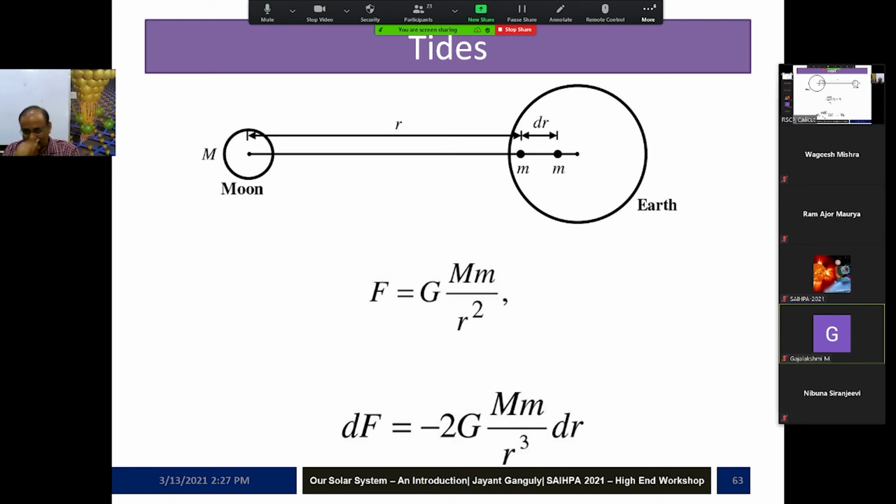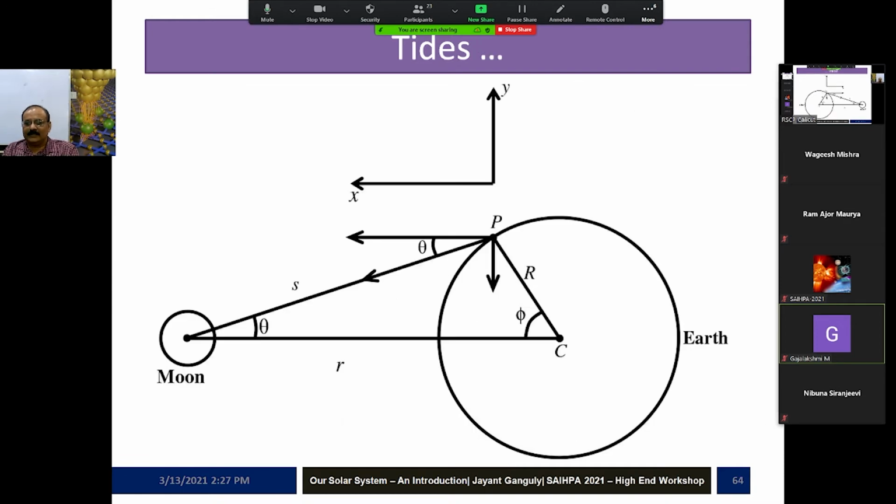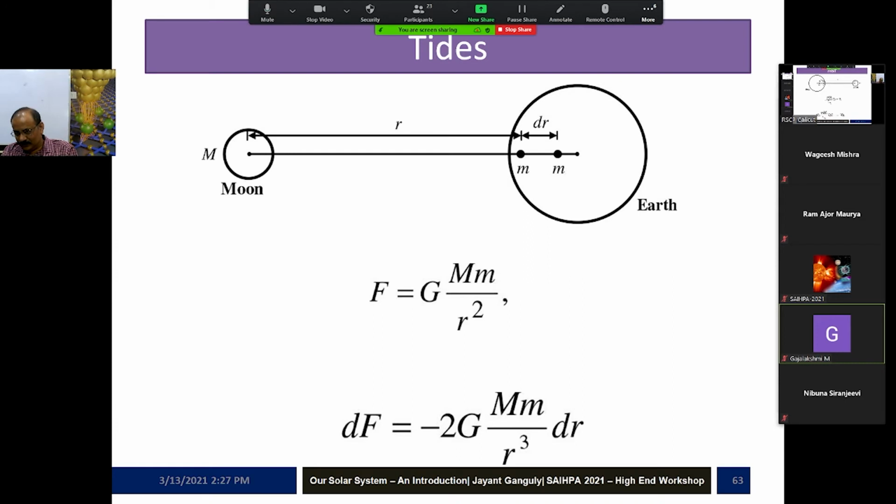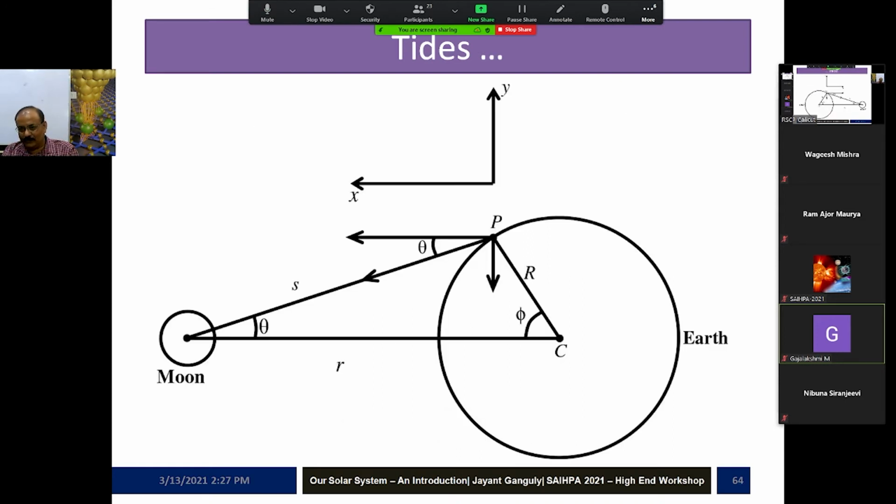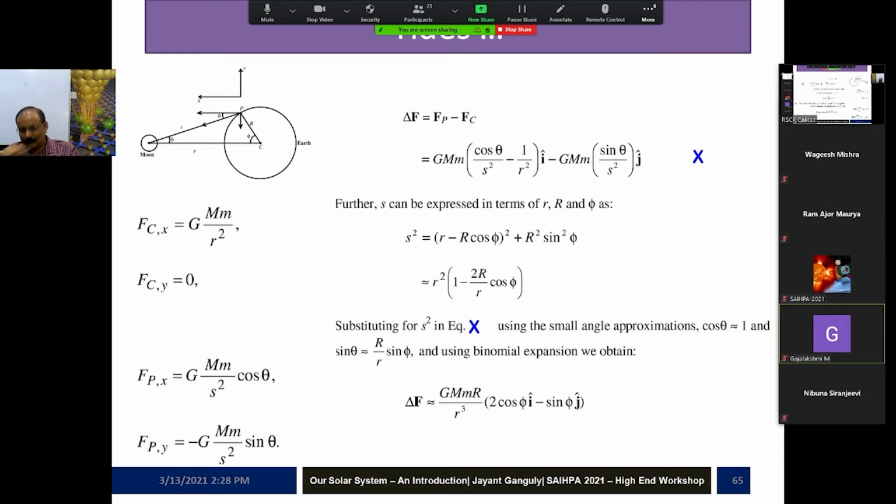So why does it happen? You can see that the moon and earth are there, and there is gravitational force. If you do the differential form of that, you get it here. So that was actually the direct equation. Now if you take the moon here and take a point on the moon, because we want to find out the difference in the force between the point P and the point C, that gives rise to the tidal force. So we can calculate the components as shown here. We can take the different components in the x and y direction. Here you can see that theta and phi are both defined from the figure, and ultimately you can find that the differential force is given by this particular expression.